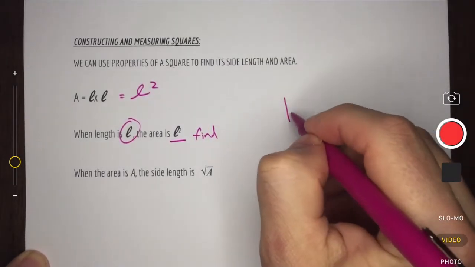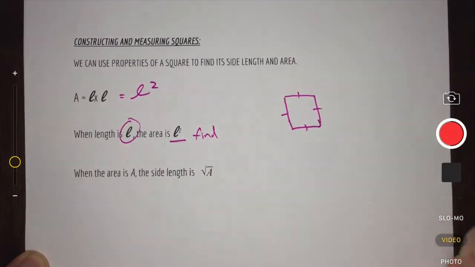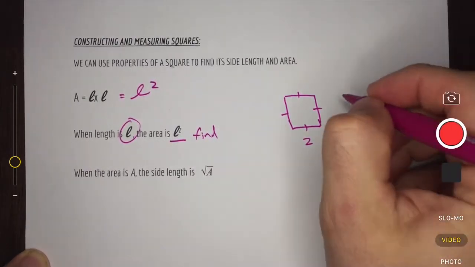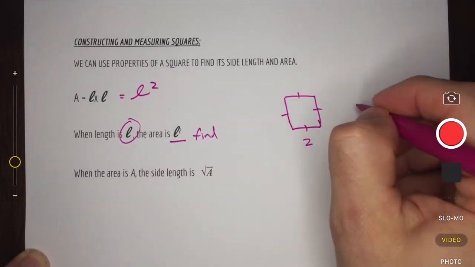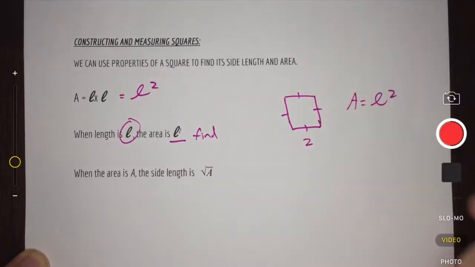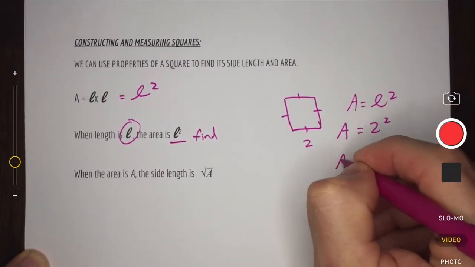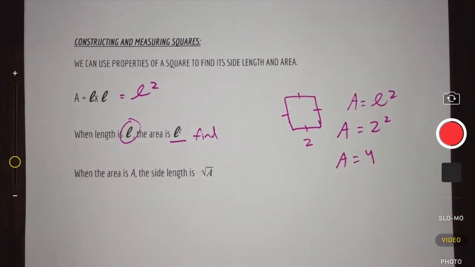So what that means is, if I have my square, and I know that the length is 2, then I can find length squared, or I can find the area by using that formula of length squared. So area equals length squared equals 2 squared. So the area of my square is 4.